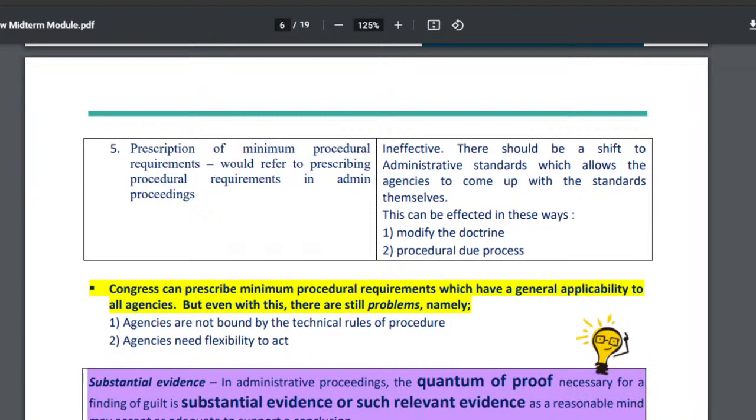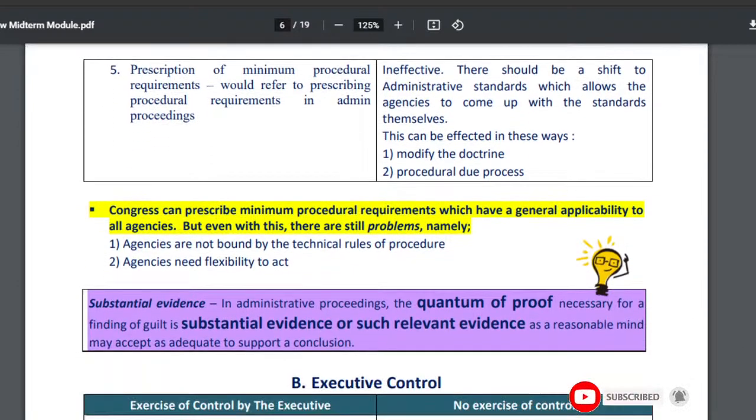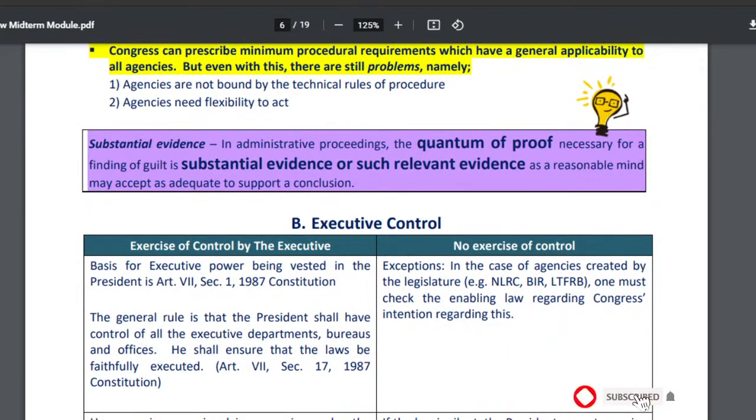So those are actually the exercises of control by Congress. Okay. Now, when you say substantial evidence in administrative proceedings, this is the quantum of proof that is necessary for a finding of guilt. Okay.